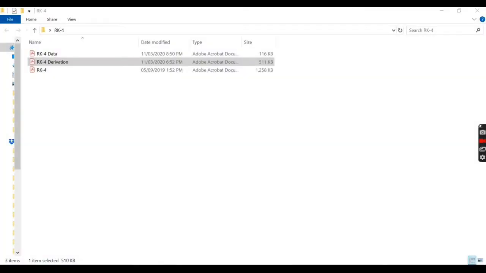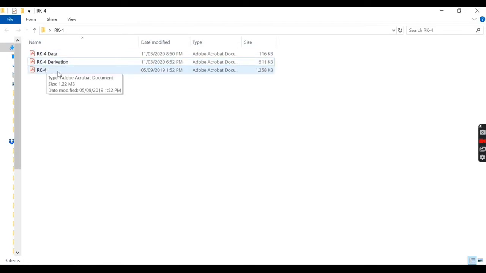Today this is the calculation analysis for RK4. Before starting our calculation analysis, we have three files that should be in front of us: RK4 data, RK4 derivation, and RK4. In the manual, the first report requirement is derive the equation for outlet concentration of caustic soda from the back titration. Also calculate the tau for each run.